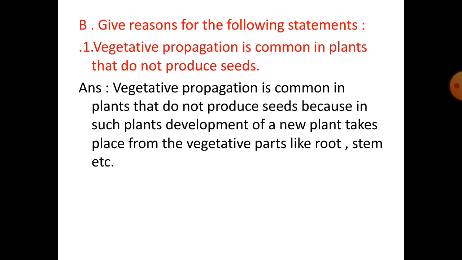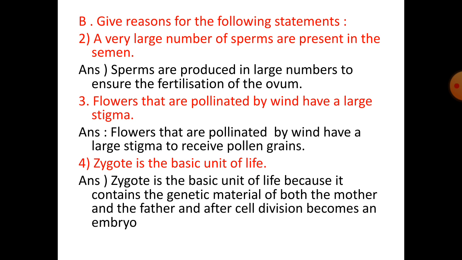Number B. Give reasons for the following statements. Vegetative propagation is common in plants that do not produce seeds. Vegetative propagation is common in plants that do not produce seeds because in such plants, development of a new plant takes place from the vegetative parts like root, stem, etc.